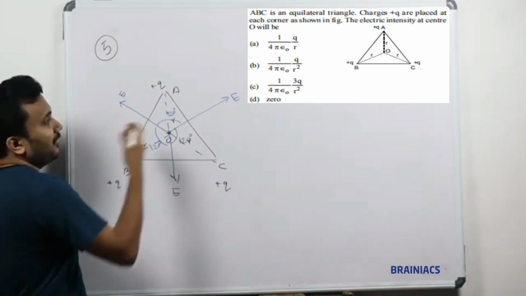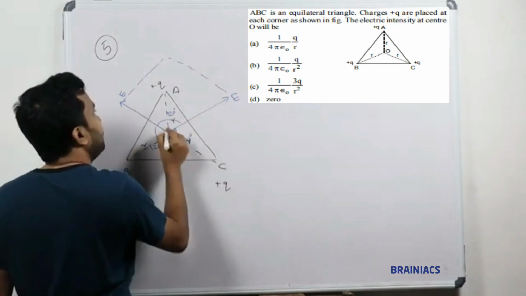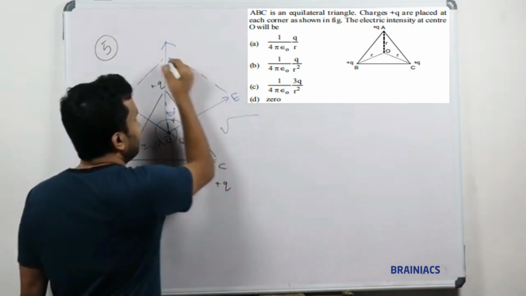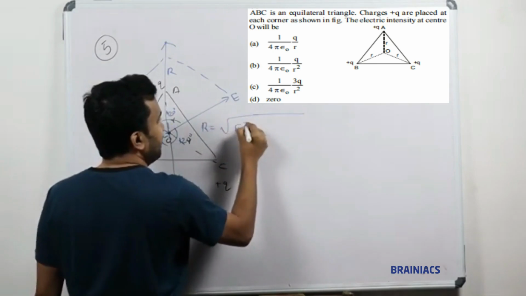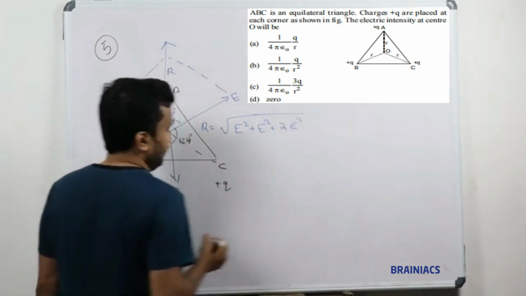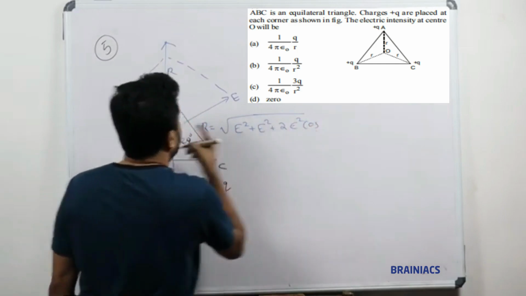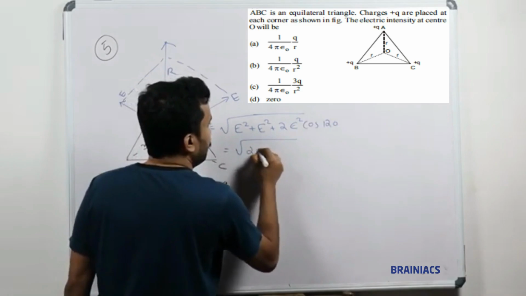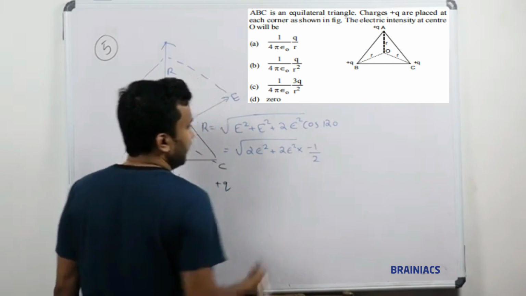I need to find out the total electric field at this point. So I am going to find the electric field intensity between these two vectors. So what is the formula? Resultant R is root of A square plus B square plus 2AB cos theta. So I am writing E square plus E square plus 2E square cos theta. What is the angle between them? Cos 120 degrees. So this becomes E square plus E square plus 2E square into cos 120, which is minus 1 by 2.